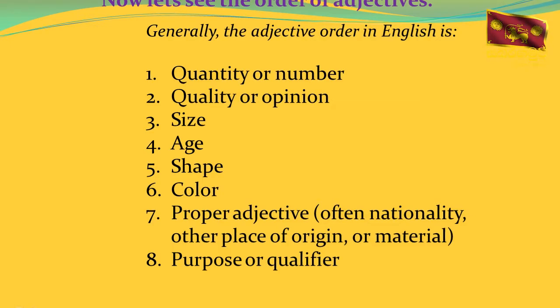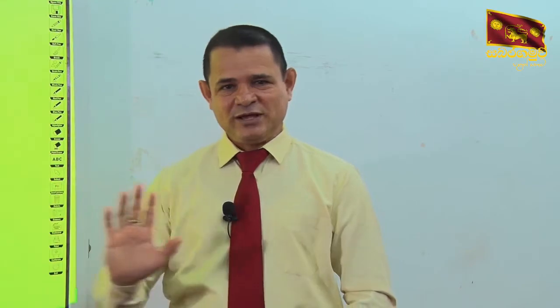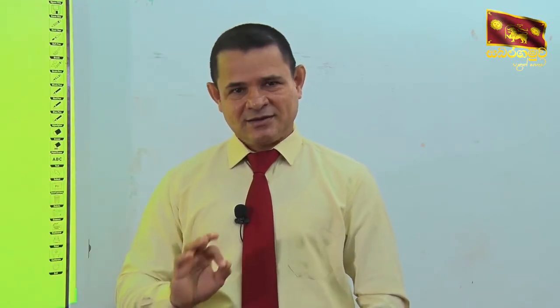color, and proper adjective, that means often nationality, other places of origin or material. And also finally, purpose or qualifier. I'll give you some examples, don't worry. Just remember this order. So this will help you to express your ideas clearly.